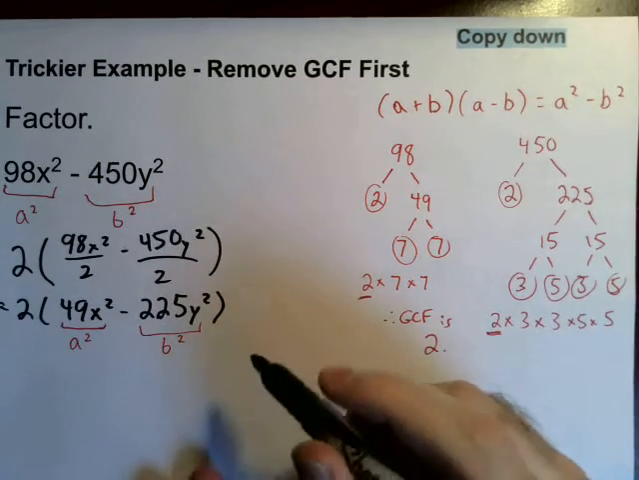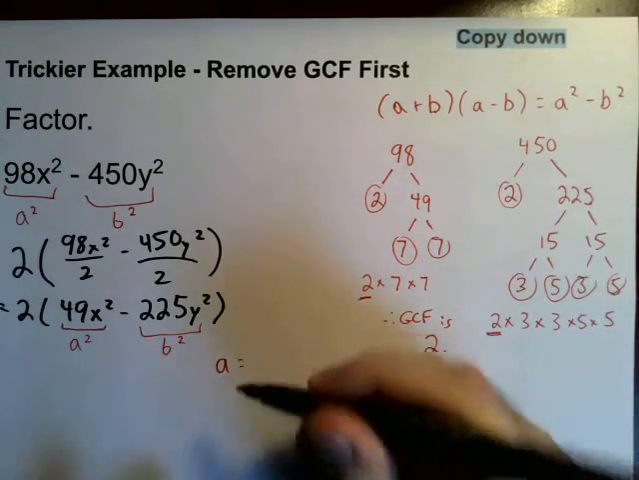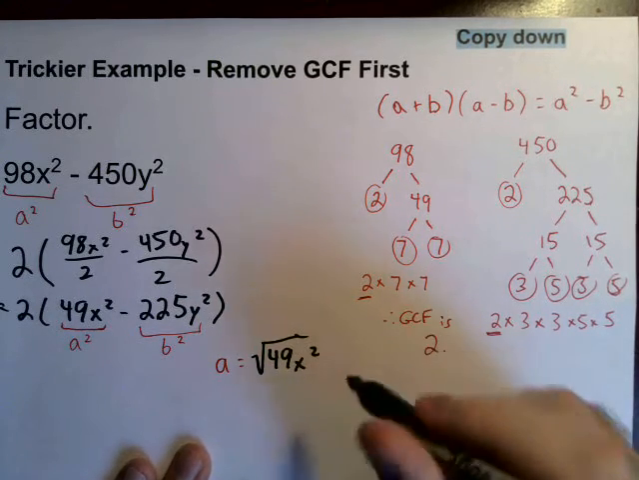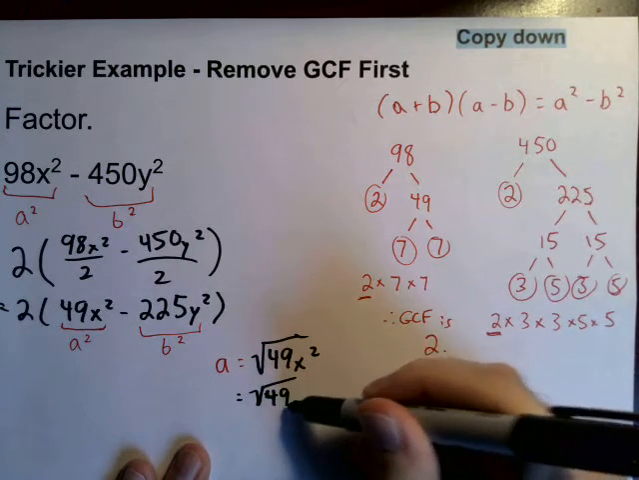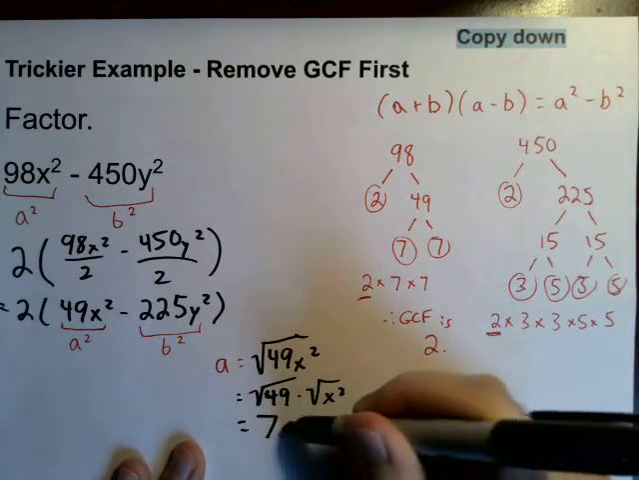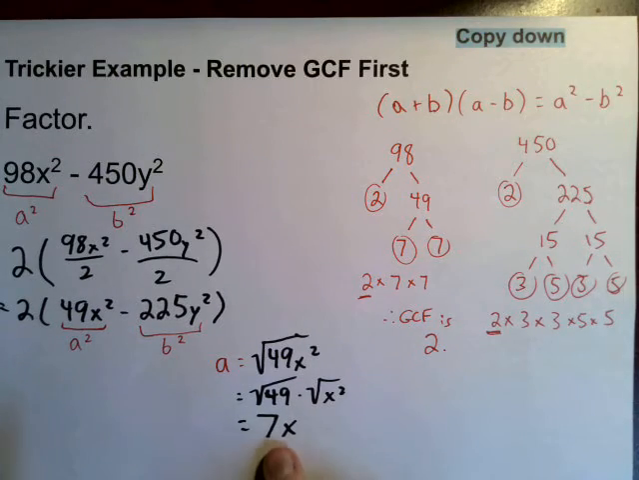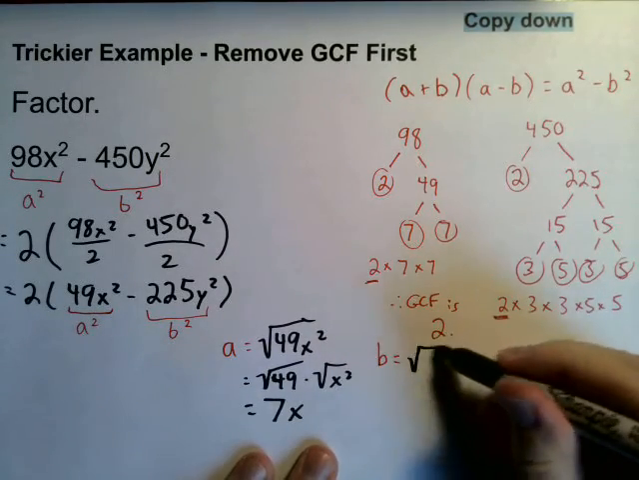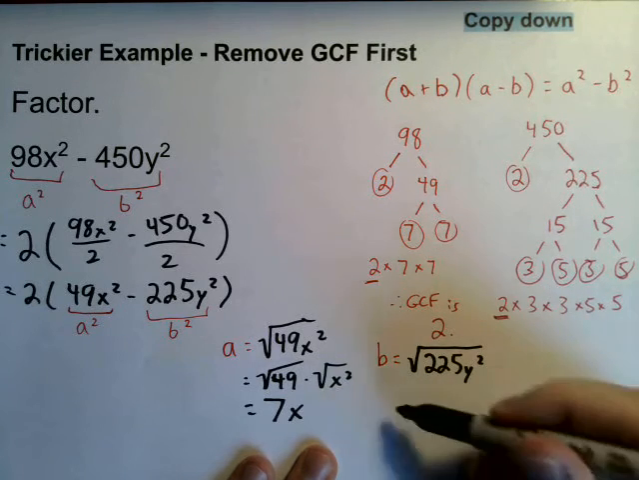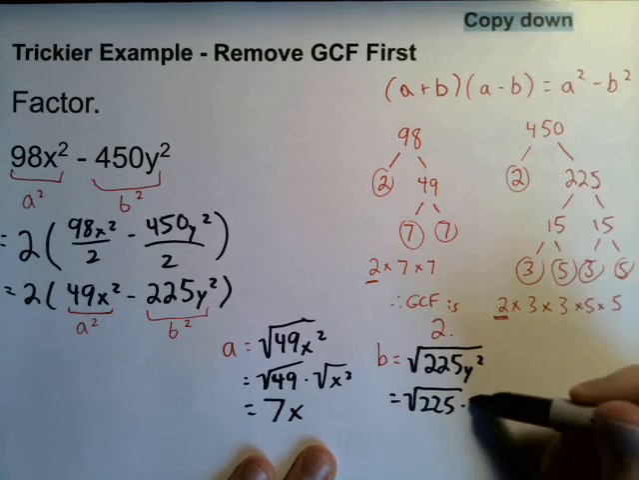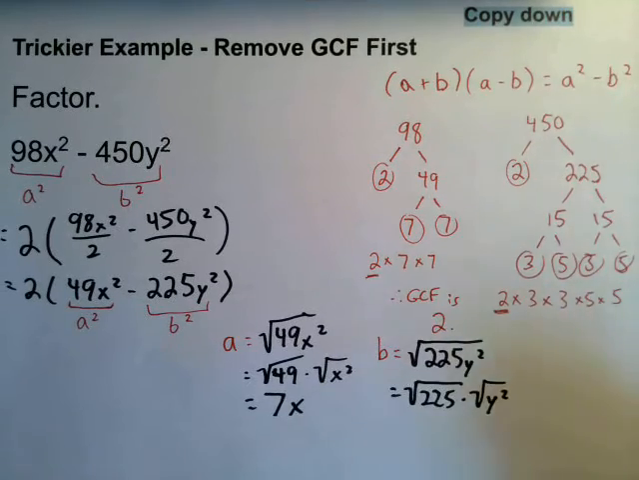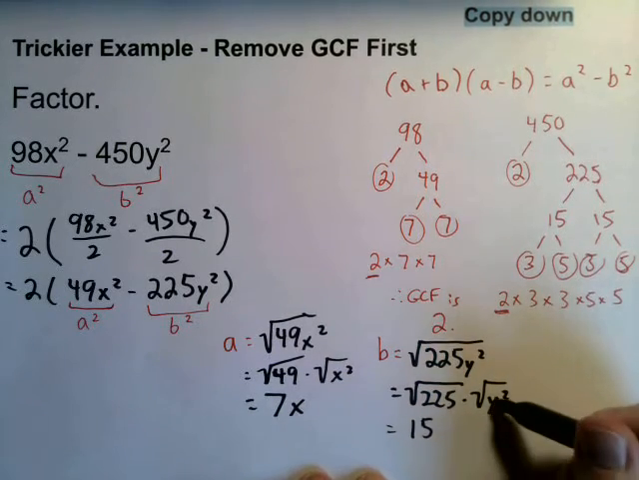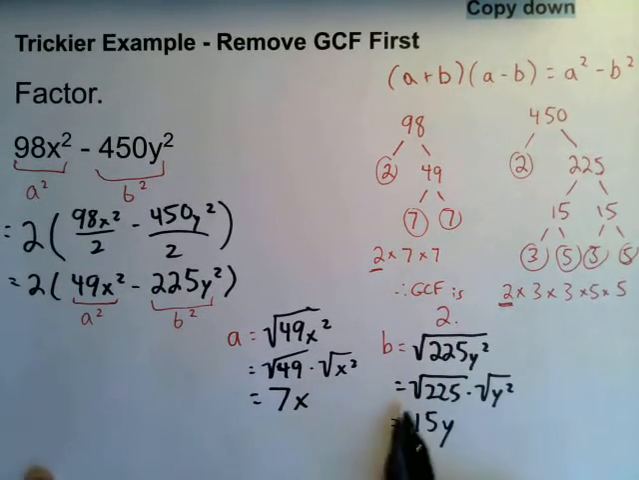So if we want to know a, so this is our a squared term, we need to do the square root of that. So the square root of 49x squared is going to be equal to the square root of 49 times the square root of x squared, which is going to be 7 times x. So 7x is going to be the a term. And then over here we will do the b term. So that will be the square root of 225y squared. So that's the square root of the number part and the square root of the variable part. The square root of 225, and you could use your calculator for this too, that's going to be 15. And then the square root of y squared is just y, so 15y is the b term.